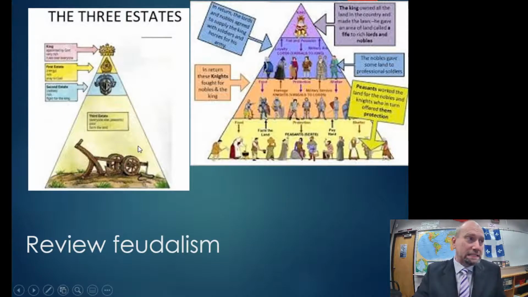The key thing to note is that the 3rd estate is huge in France, and it includes the bourgeoisie. It includes wealthy merchants, lawyers, doctors, city dwellers. They are part of the bourgeoisie. They are not considered part of the nobility or the aristocracy.